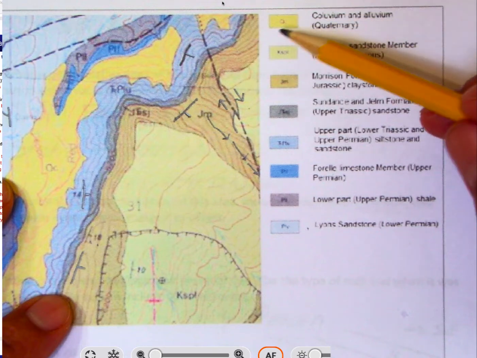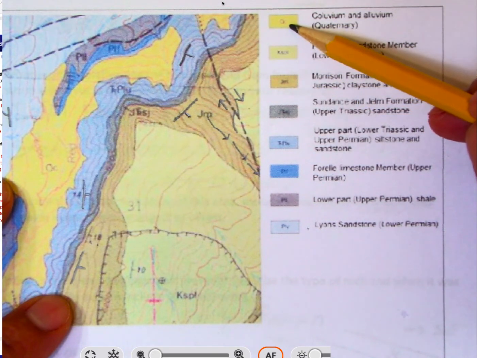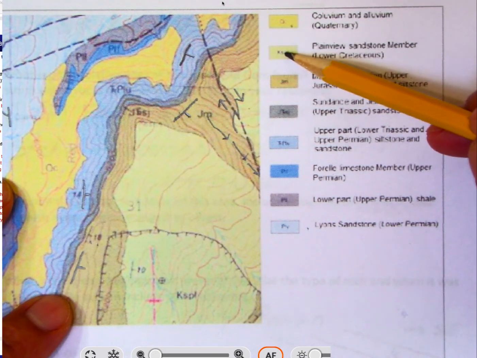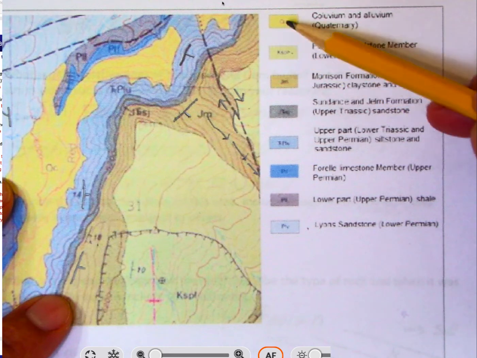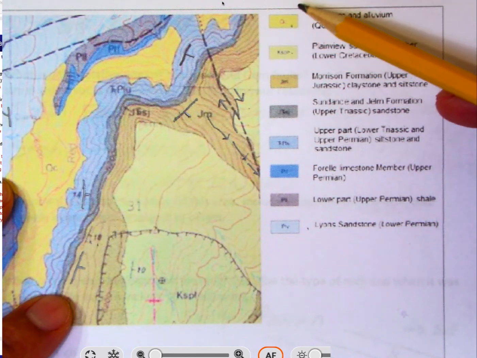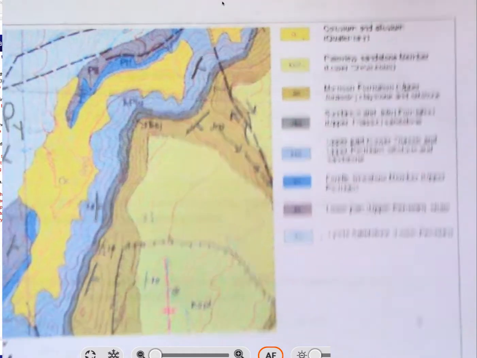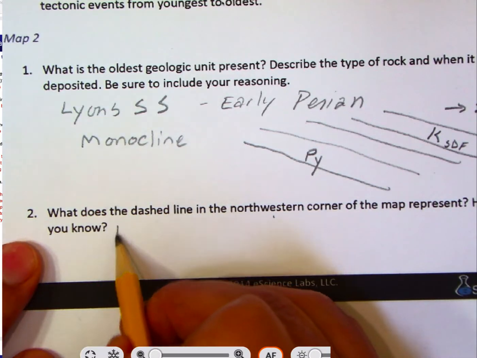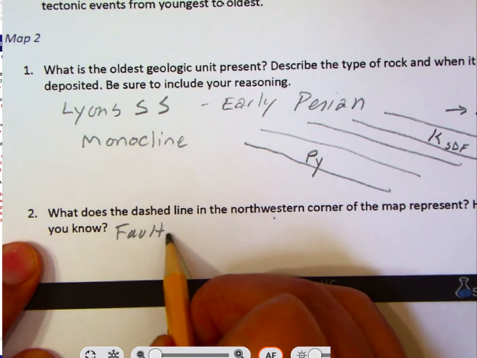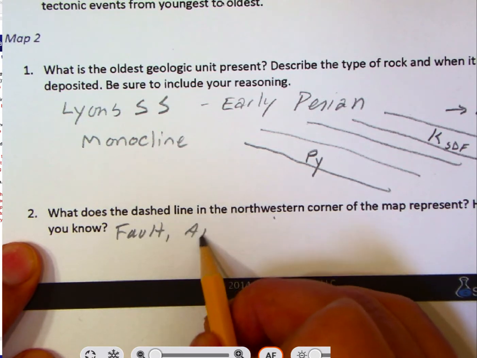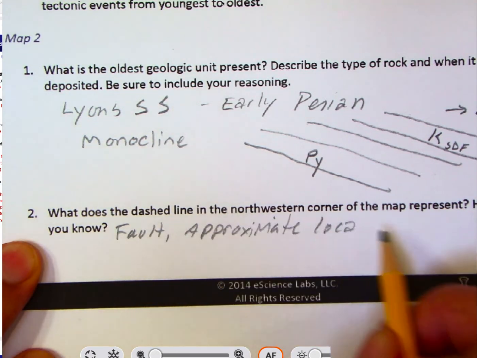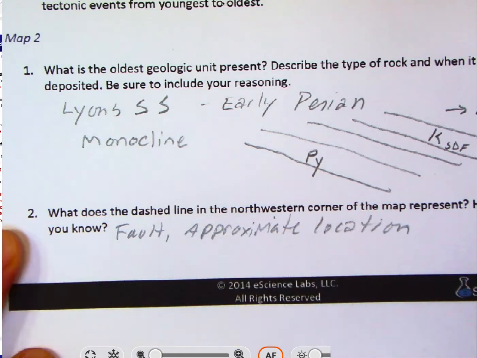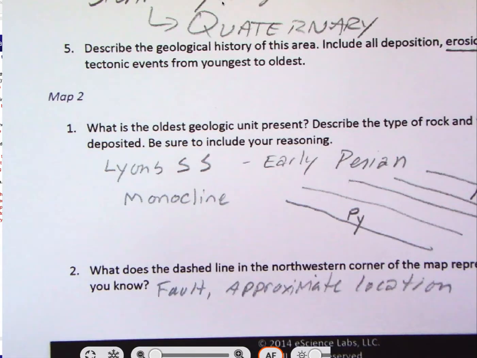So in other words, this fault is older than Quaternary, right? So obviously it happened during the Mesozoic time. And so younger cover is concealing it right there. So let's say here for that question that it's a fault, and we'll say approximate location. And that's because of the dashed line. All right, so that answers that question.